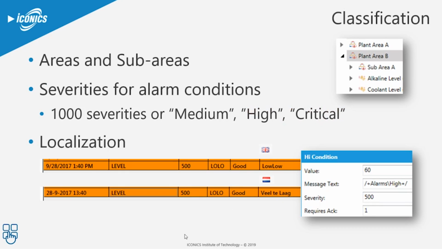Alarms are organized in areas and sub-areas to improve filtering and reporting, and to monitor the complete site at one glance, to allow the user to drill down into the area that needs attention. Alarm messages can be language aliased, and then the same alarm will show as Chinese, Swedish, Dutch, or English.